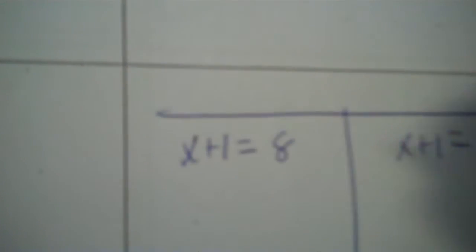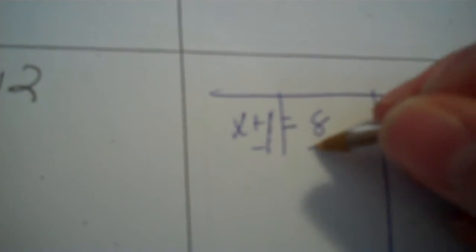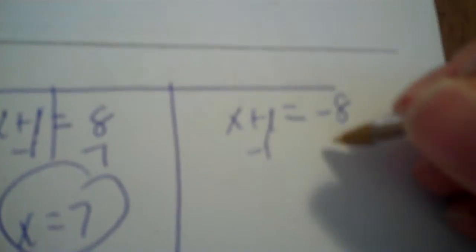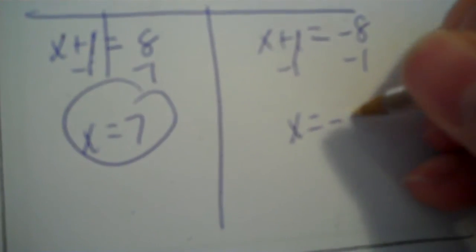So now you're going to use both sides of the table. You're going to have 8 and negative 8. So minus 1, that's 7. Minus 1, that's negative 9. So there's 2 different solutions. Okay, I got 4 more here.